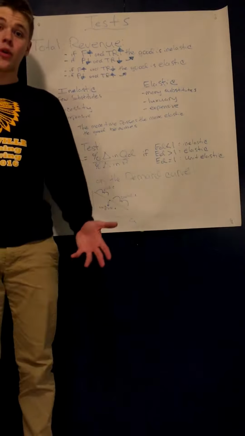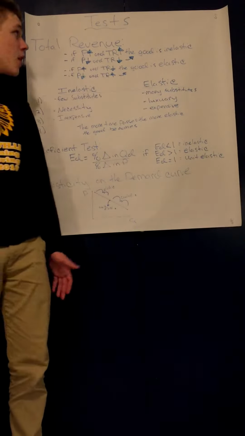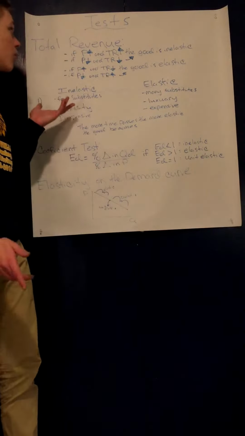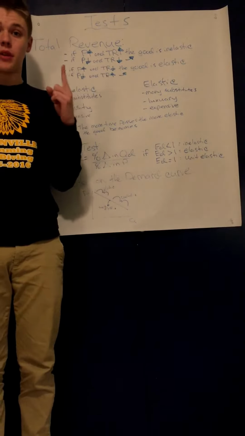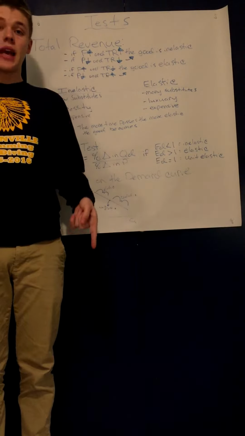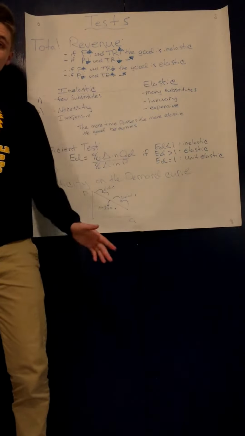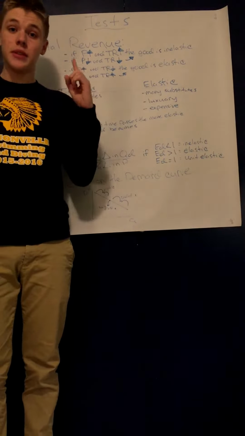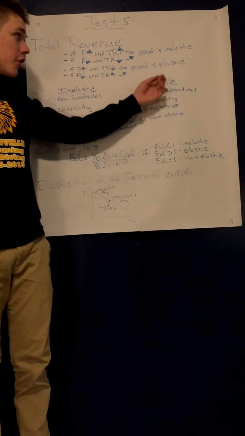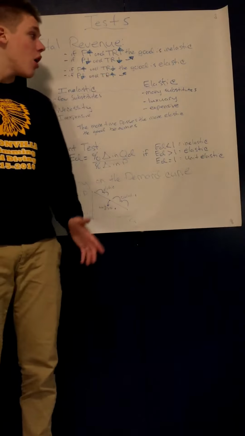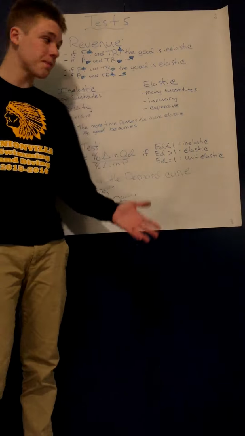Alright, next we're going to be looking at ways to determine whether a good is inelastic or elastic. One of the tests we can use is the total revenue test. This tells us that as price increases and total revenue increases, or as price decreases and total revenue decreases, we have a good that is inelastic. However, if price increases and total revenue decreases, or price decreases and total revenue increases, we have a good that is elastic.